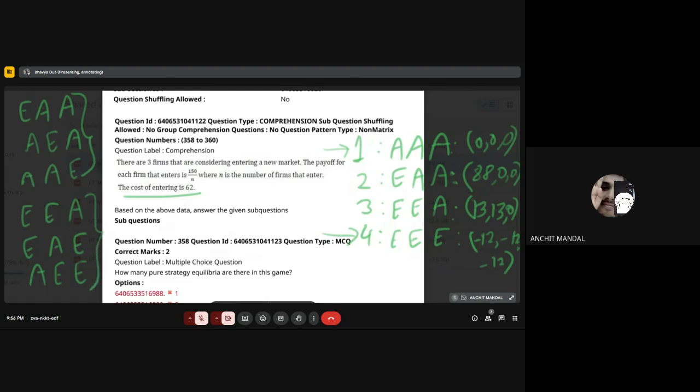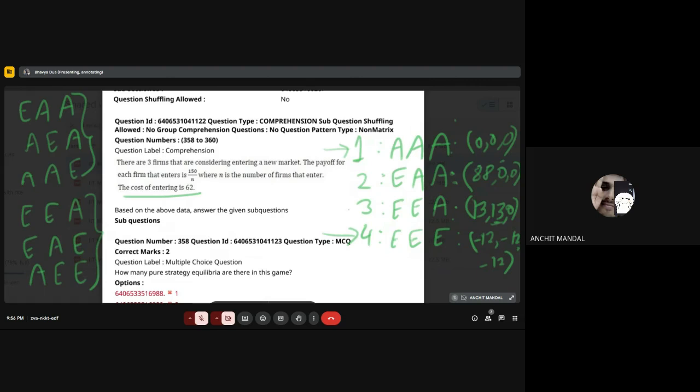So if we are asked how many pure strategy equilibria are in this game, what we are being asked is which of these payoffs is the one at which no firm will want to change. So we have 4 cases. Let us evaluate all 4. If we are at AAA, then at least one firm would like to switch, because when there is only one firm in the market, the payoff is 88. Now we are at the second strategy. Here also we see that yet another firm would like to enter. Why? Because the payoff of 13 is better than this 0.